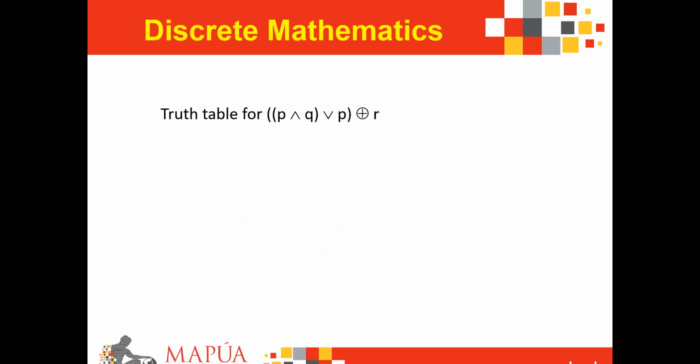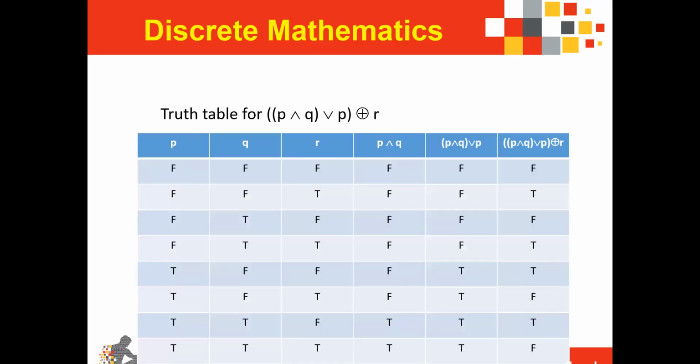In order to determine how that particular expression works and what its respective output would be for every possible value of P, Q, and R, we then show its truth table as seen on this given slide. Note that a column is provided for P and Q, and then P and Q or P, and then finally the output for the given expression, P and Q or P, XOR R.